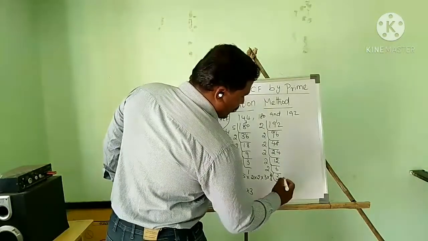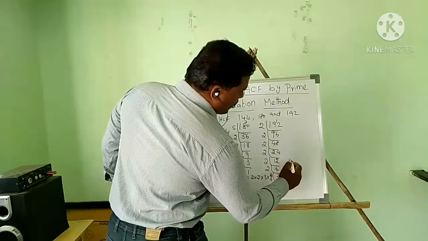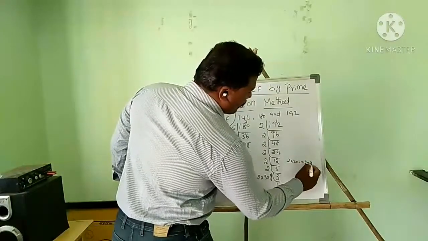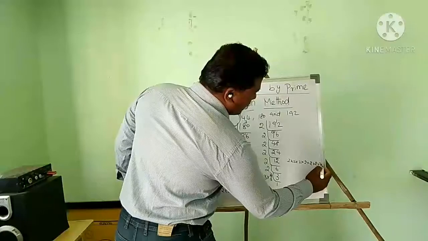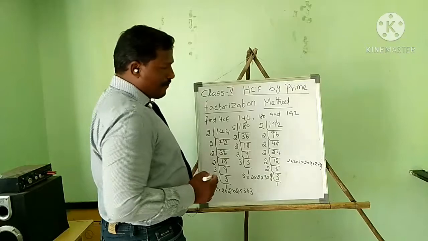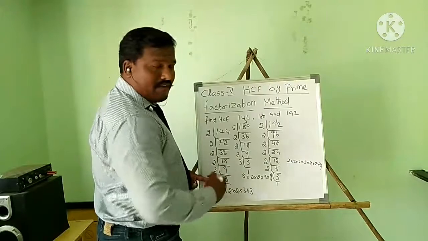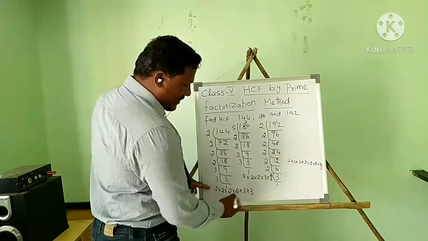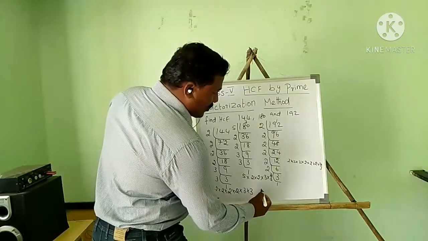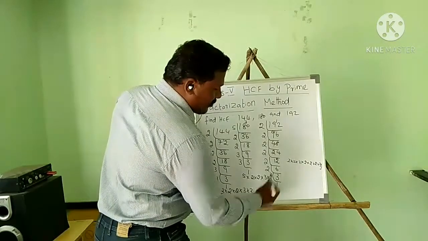Now what are the factors? 1, 2, 3, 4, 5, 6 2s. So 2 into 2 into 2 into 2 into 2 into 3 into 3. Okay, these are all the factors of the given number. Now I will write each and every factor's common factor. In this factor, which is common, 4 2s are there. So I will take 1 2. Here 2 3s are there. So I will take 1 3.